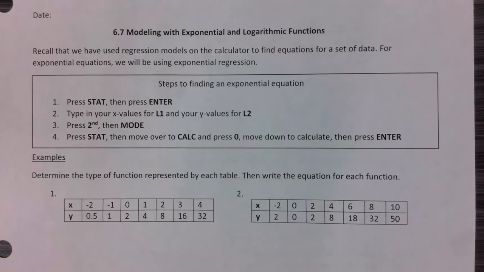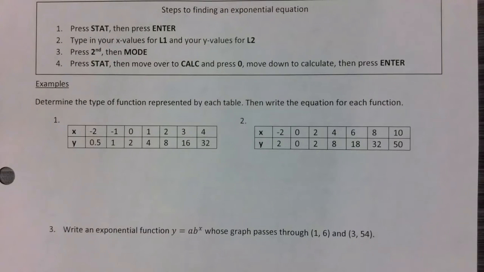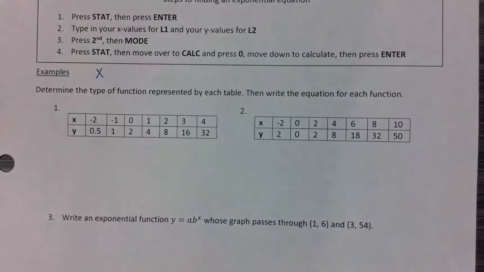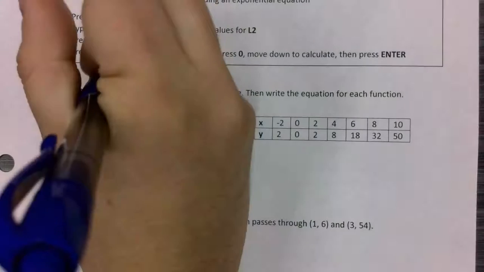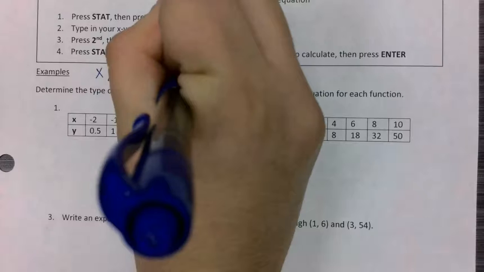So today, given a bunch of data, we write the equation. Steps are at the top. This one wants you to figure out what type of function it is. So if it is multiplying or dividing, it's going to be exponential. And then I need to write the equation.